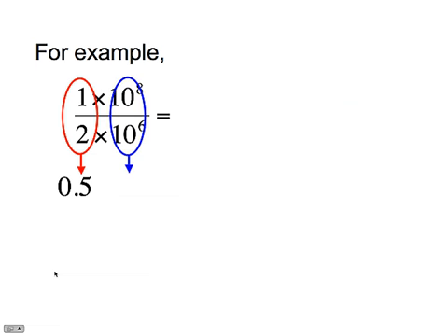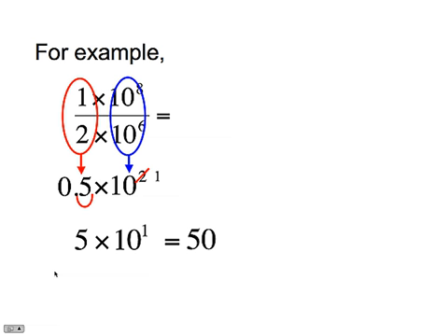But this is technically not scientific notation. We need to move our decimal point one place to the right. Therefore, we have to subtract 1 from the power of 10, representing one place. So the answer is 5 times 10 to the 1, and if we expand that, that is equal to 50.